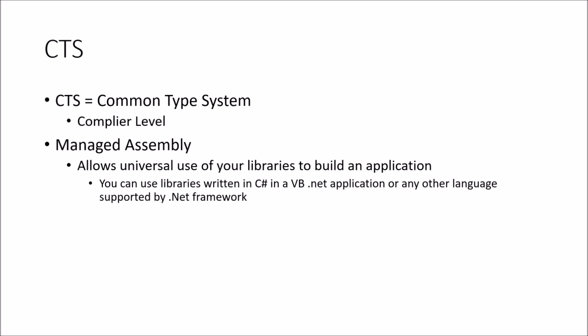Again, this is a key term that you probably just want to plug in the back of your mind for interviews and things of that nature. But it is also a key factor of the .NET framework and how it works. So basically, the key takeaway here is that because of the common type system, it allows you to basically create universal libraries.